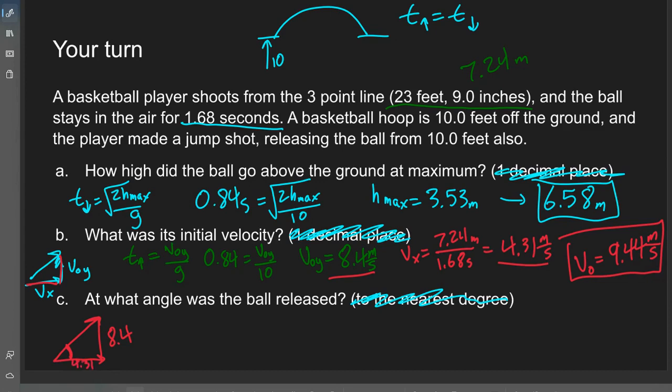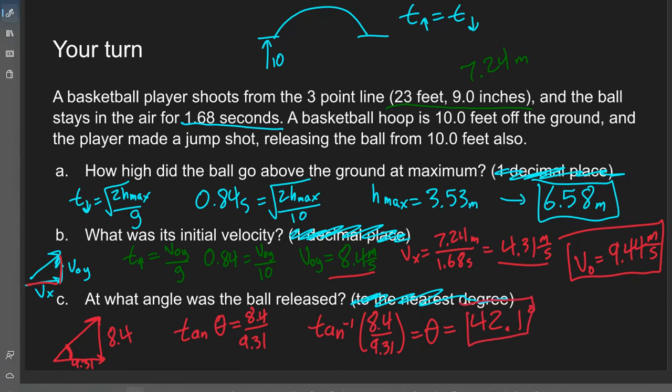So we can take the inverse tangent, right? Because tangent of theta is going to be equal to our opposite over adjacent, 8.4 over 4.31. So if we invert those, the inverse tangent of 8.4 divided by 4.31 will give us our angle here. That tells us the angle was 42.1 degrees. All right, and there's our launch angle, 42.1 degrees.